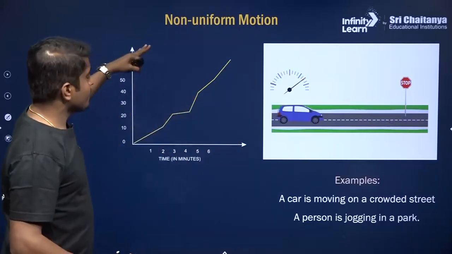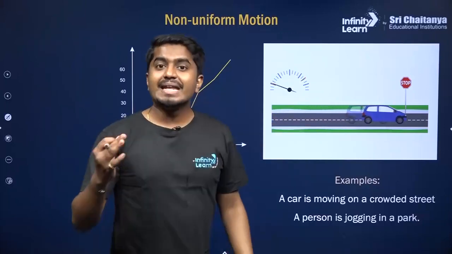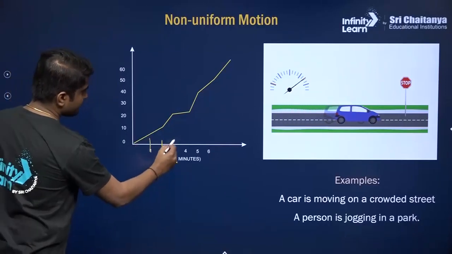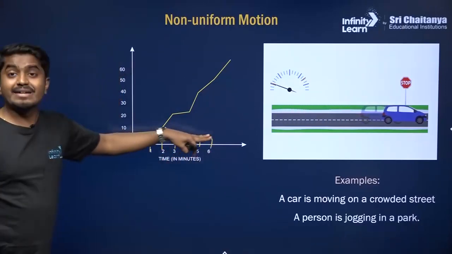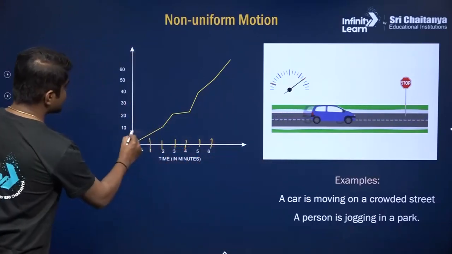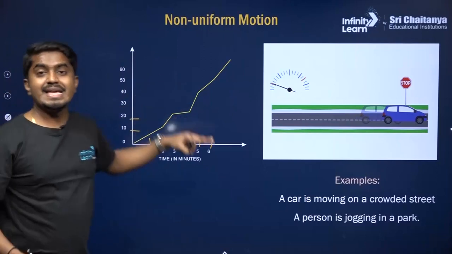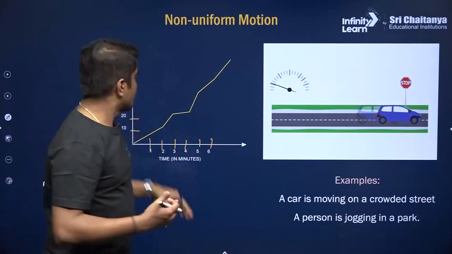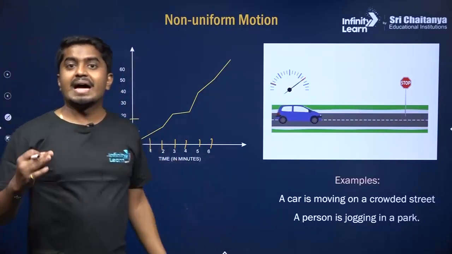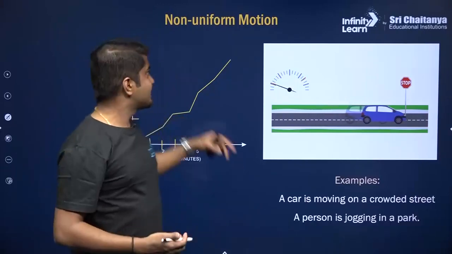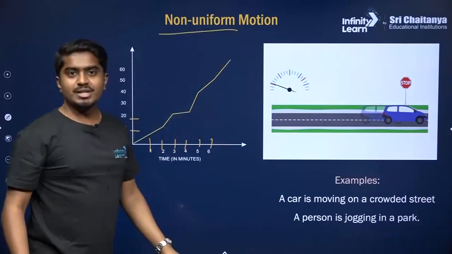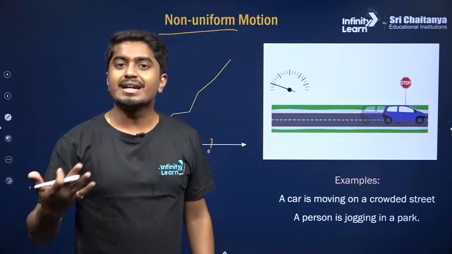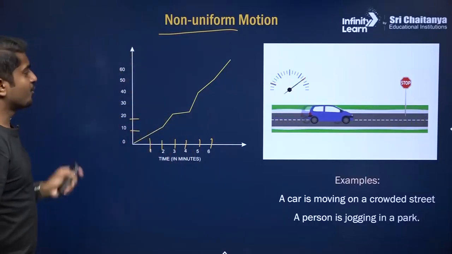So what is non-uniform motion? If an object travels unequal distances in equal intervals of time. You see this here, these are the equal intervals of time. But what is the distance traveled? This distance traveled is not uniform. That is why there is not a straight line. So if you plot distance versus time, and if it is not a straight line, then that is an example of non-uniform motion. An example is a car when you drive on a very crowded road.